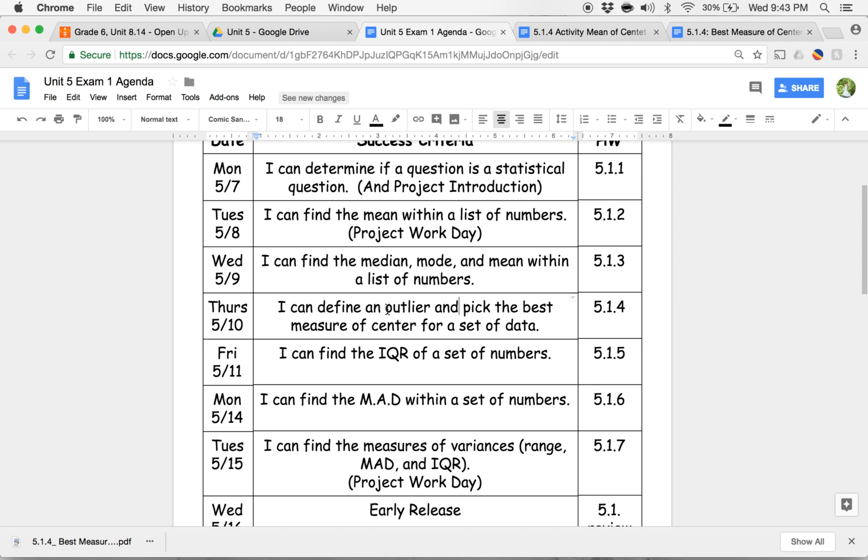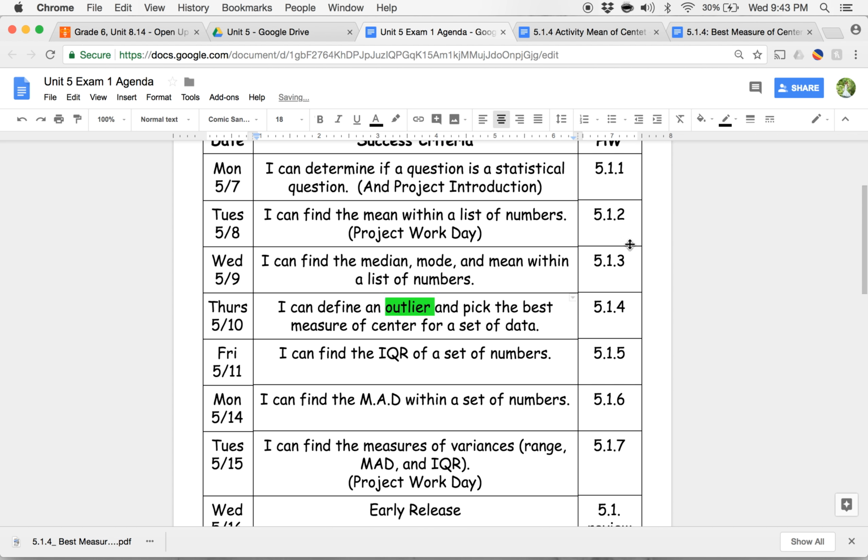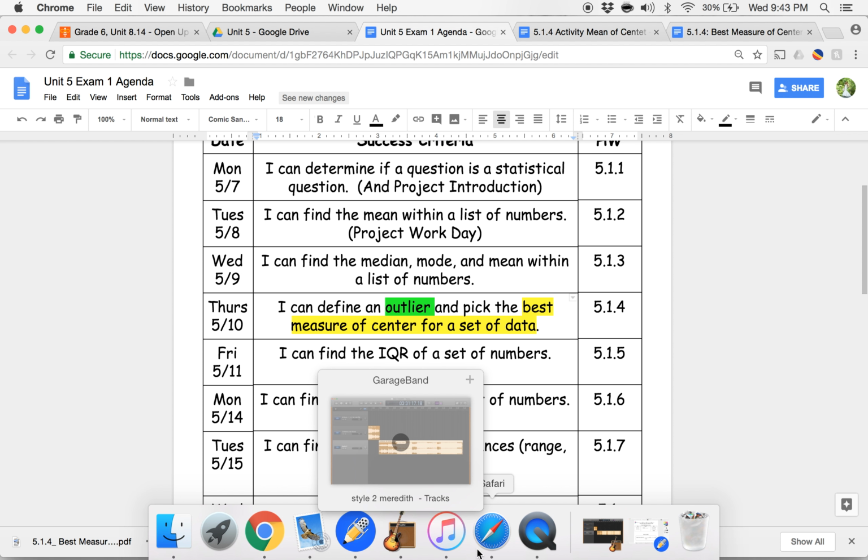So it looks like we're going to be learning about a couple new vocab words. Outlier is something that we're going to learn and figure out what that vocab word means. And then the second part is we have to be able to pick the best measure of center for a set of data. Yesterday we learned about measures of center. That's your median, your mode, and your mean. Today we're going to talk about those things and learn about that word outlier.